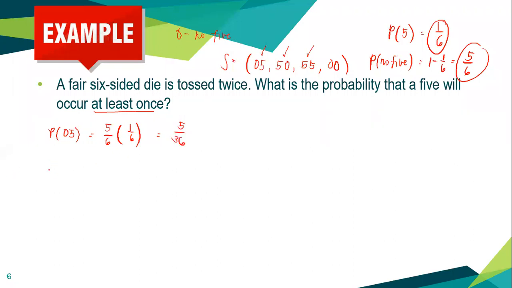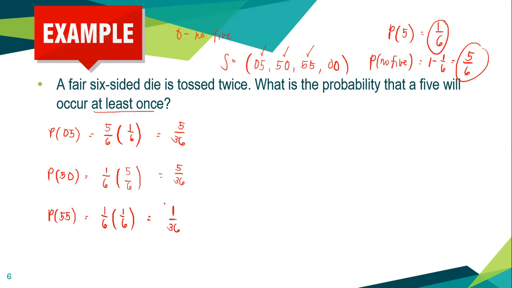Then, yung second naman is probability na sa first toss, lalabas yung 5, then sa pangalawa ay wala. So, we have, magbabaliktad lang, 1/6 times 5/6. And that is, pareho lang naman sila, 5/36. Then yung isa is sa parehong toss, lumabas yung 5. So we have probability of 5 and 5. That is 1/6 times 1/6, which is 1/36.